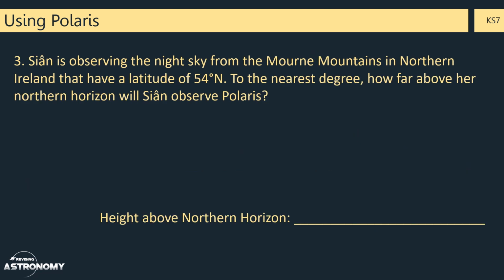Again, a very similar question. Sian is observing the night sky from the Mourne Mountains in Northern Ireland, and they have a latitude of 54 degrees north. To the nearest degree, how far above her northern horizon will Sian observe Polaris? Well, again, it has exactly the same altitude as the latitude you're observing from. The height above the northern horizon will be 54 degrees.